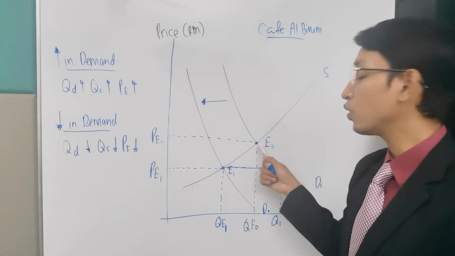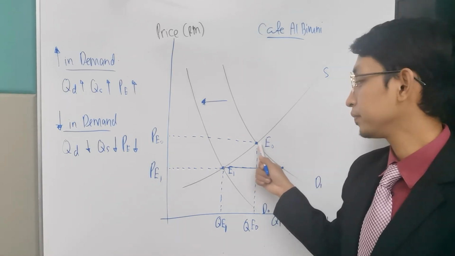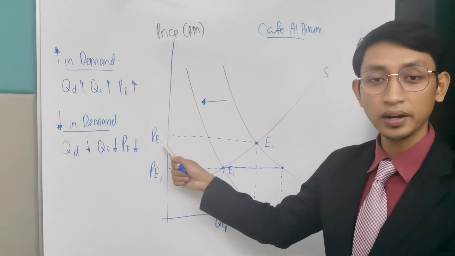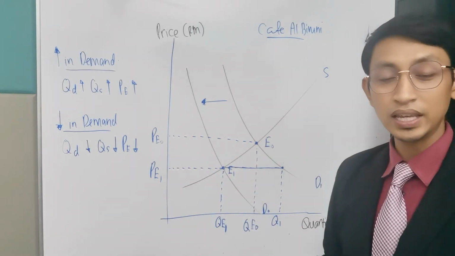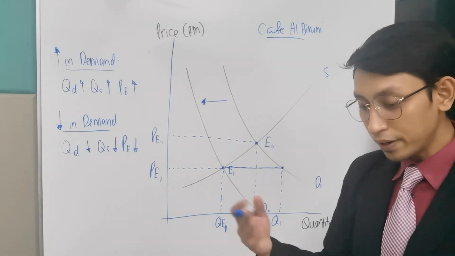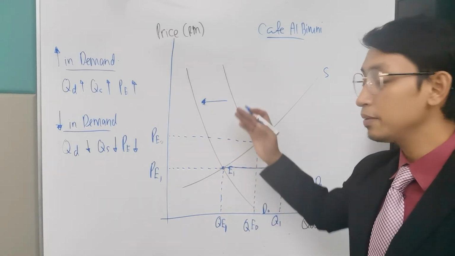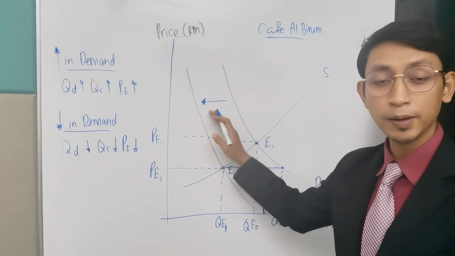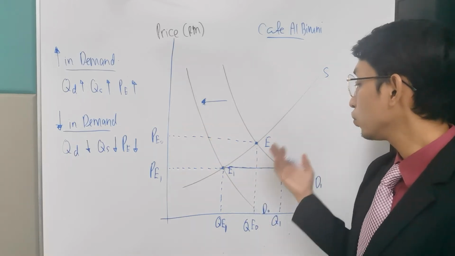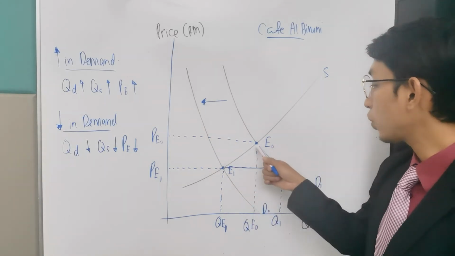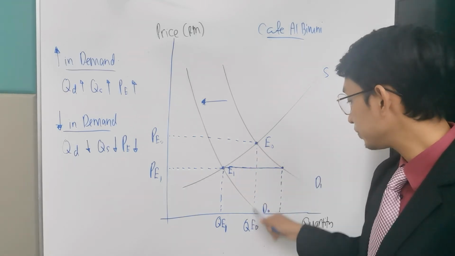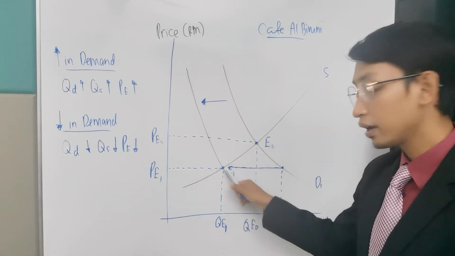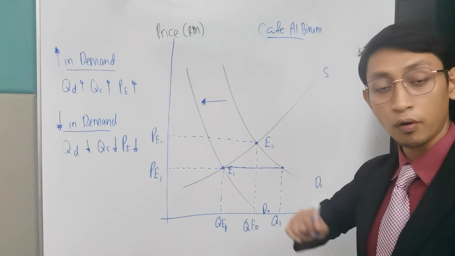Okay, so guys, this is our original equilibrium point. Over here, we have PE0 as our equilibrium price and QE0 as our equilibrium quantity. So something happened in the market that caused the demand to shift to the left. Then what's the result? The quantity demanded will fall from this point to this point. So now the demand is less than before.